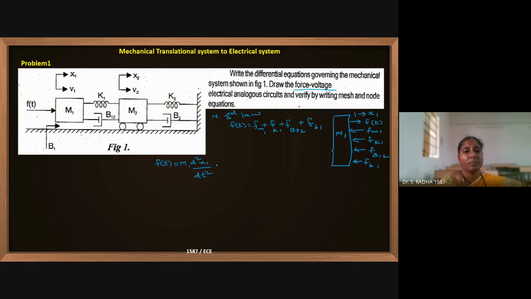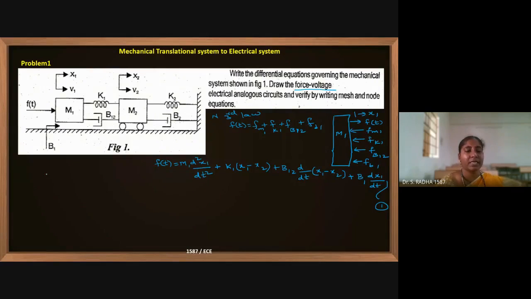square plus K1 into x1 minus x2, because K1 is between the masses. B12 is also between the masses, so d by dt of x1 minus x2 I have to write. B1 is connected only to M1, so I have to write dx1 by dt. This is equation 1.